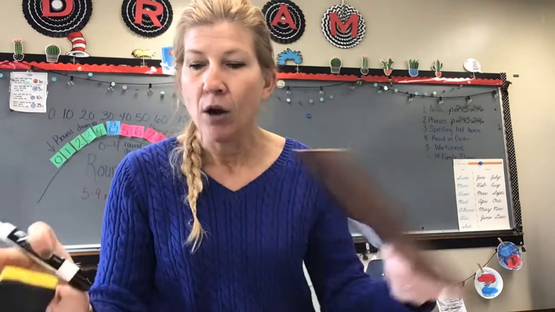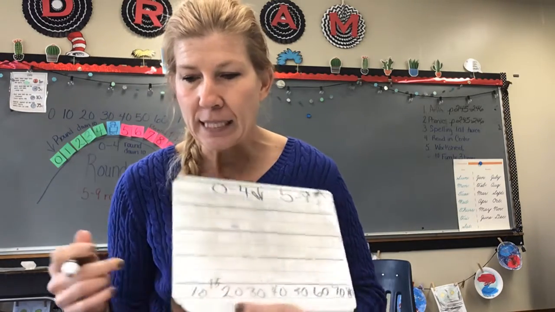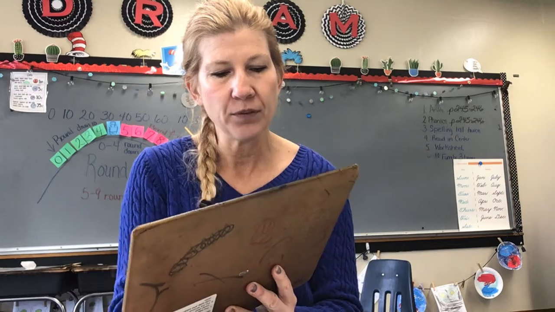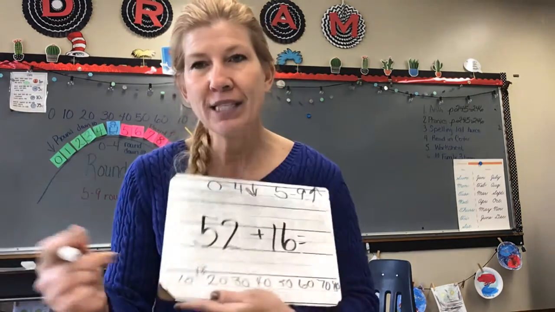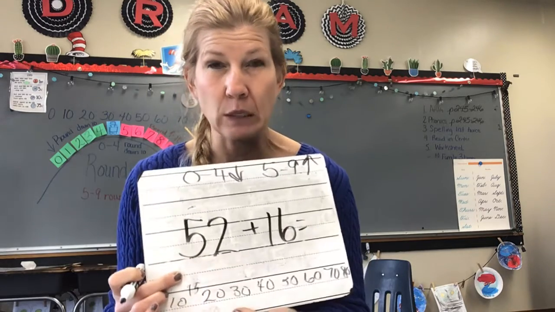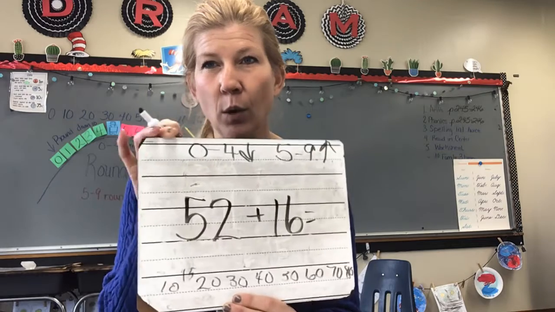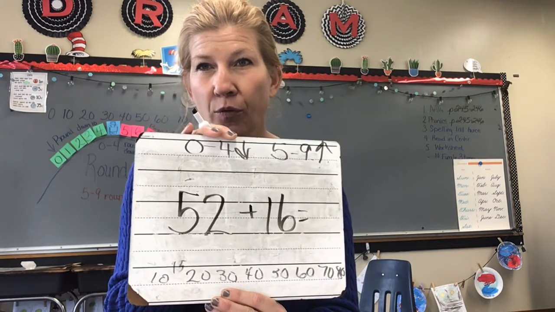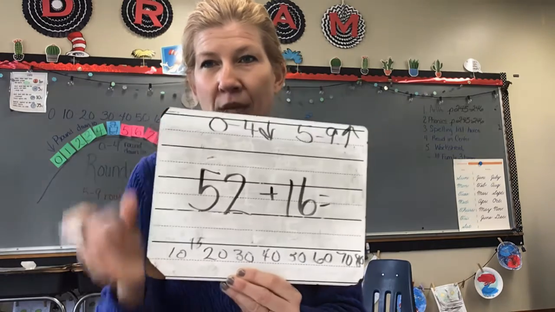Now, I also noticed when you were talking about estimating the sums for number 8. So you'll see the problem 52 plus 16. Now estimating, that's our rounding. So remember, when they're talking about rounding, that's our roller coaster hill where we decide 0 through 4, we round down to the 10, and 5 through 9, we round up to the 10.